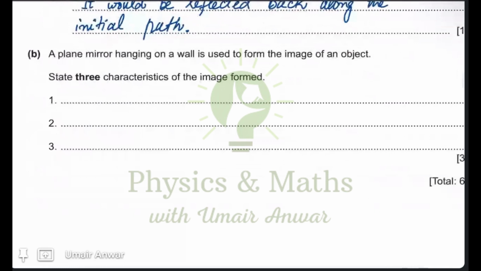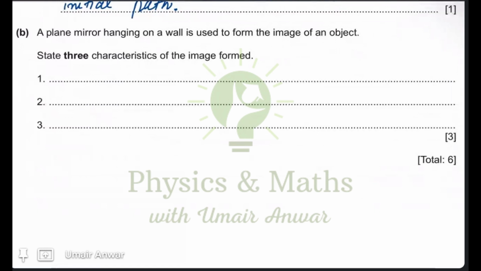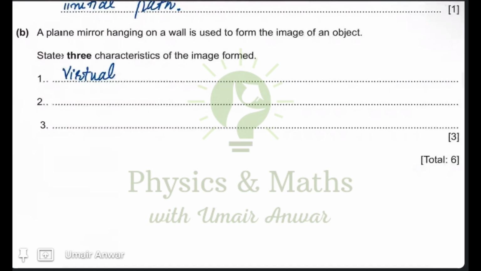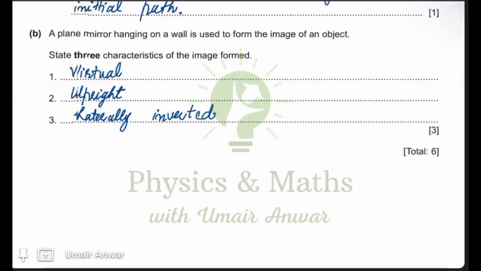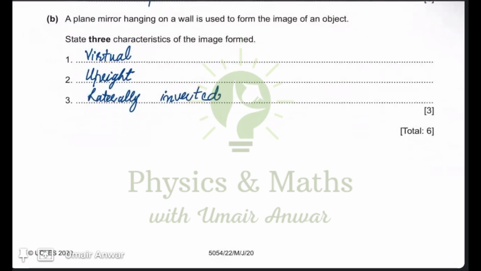Next part says a plane mirror hanging on a wall is used to form the image of an object. State three characteristics of the image formed. So whenever the image is formed using a mirror, there are some characteristics of the image. We have to write any three of them. First could be it is always virtual. Second, it is always upright. And third could be it is always laterally inverted. Similarly, it is at the same distance from the mirror as the object from the mirror, and it is of the same size as the object. So since we have to write any three, we could write these three as the characteristics of the image formed by the mirror.